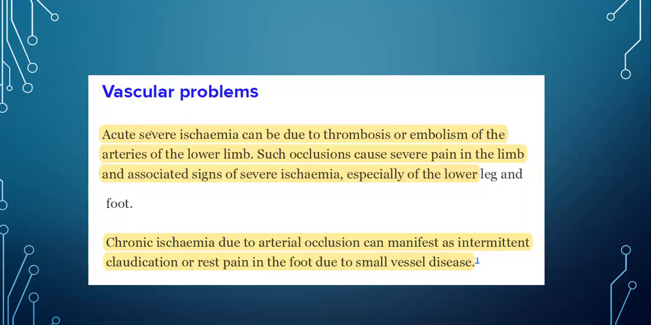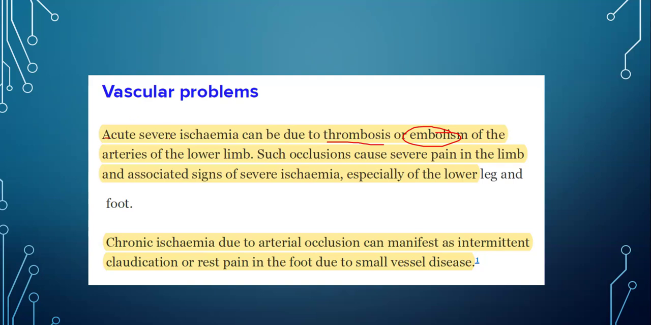So let's move into the vascular problem. Definitely you understand that the leg has a vascular supply, so arteries and veins. So we are talking about arterial ischemia. If severe ischemia happens in the lower leg, it can be either due to thrombosis, like a complete blockage of a particular artery that supplies the leg, or it could be emboli coming from somewhere else, maybe from the heart, and blocking that artery.